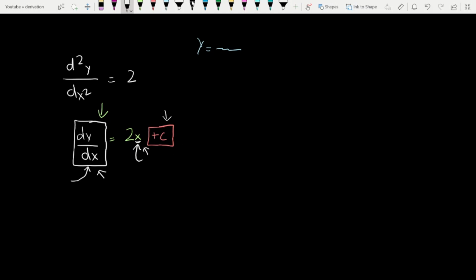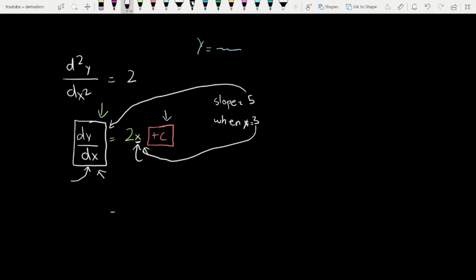They're basically going to say that you have some curve and it has a slope of, let's say, 5 when x equals 3. So you chuck that x over here, you chuck that slope over here, and then you can find that plus c. Let's say that plus c comes out to be 8. Okay, so you have 2x plus 8.